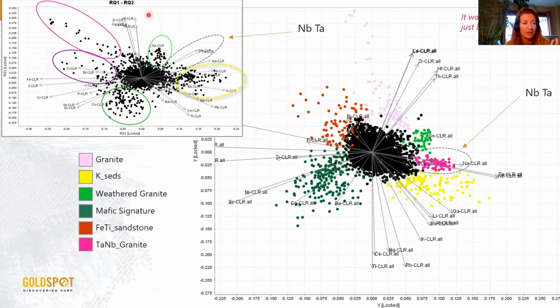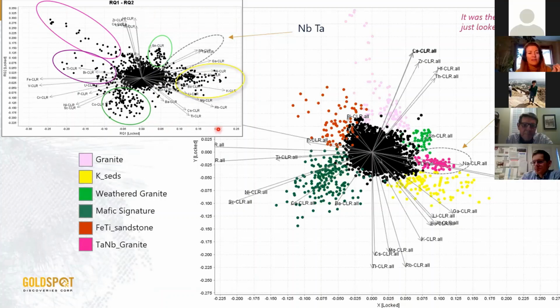So on the top left here, we have one of the more original data transfers with a little bit less data. And we see here we do have a niobium tantalum pole, but there's just not much data associated with it. It was there before, but it just looked like noise. And then we continued getting more data, and the data that we were collecting was in that region of the deposit. And then it starts to stand out on its own as its own tantalum niobium granite 2 pole.